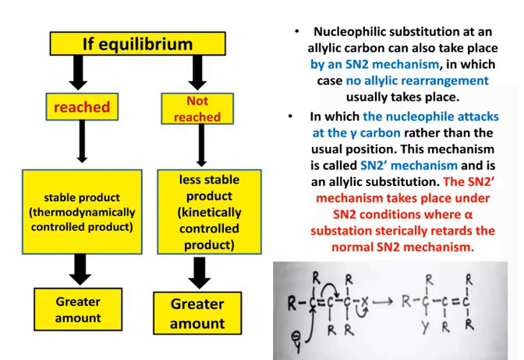Now, whether equilibrium is reached or not. If reached, the stable product, the thermodynamically controlled product, is formed. If not, the less stable product, the kinetically controlled product, is formed, with greater amounts of each in the respective cases. So there are two conditions.